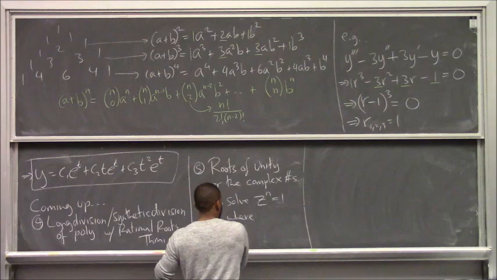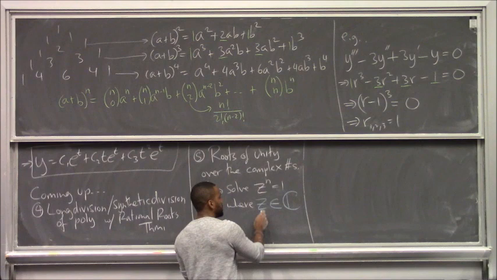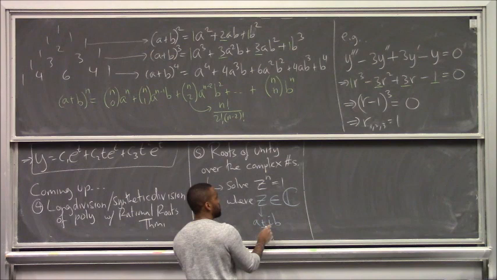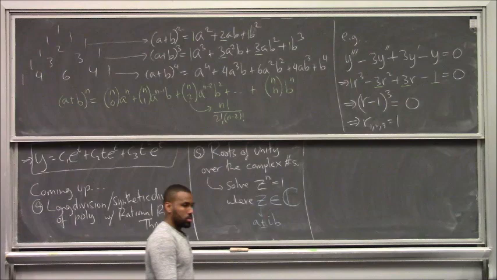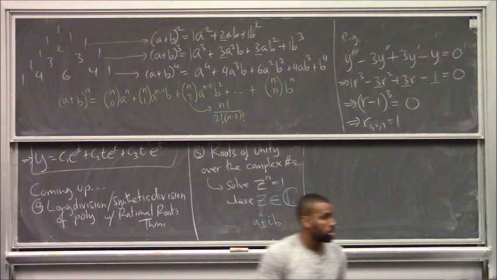Z is a member of the complex numbers. That means z has the form a plus bi. So if you have a complex number raised to the nth power, this is how you solve the problem. I'm going to show you.